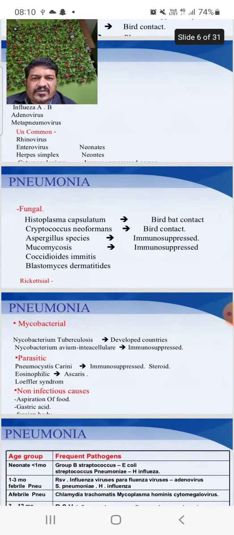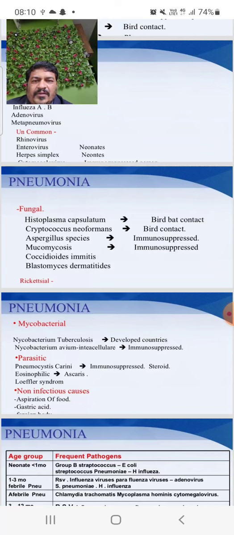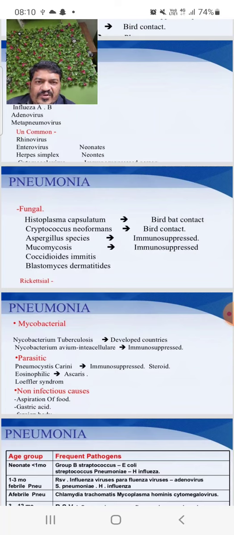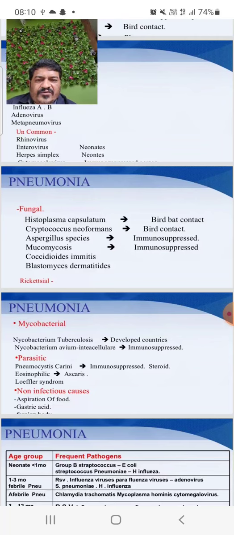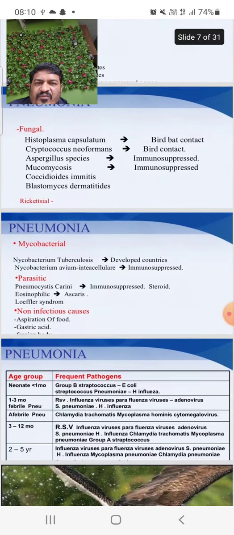And mycobacterial causes like Mycobacterium tuberculosis, mainly in the developed countries. Mycobacterium avium intracellulare, mainly in the immunocompromised patients. Parasitic like Pneumocystis carinii, mainly in the immunosuppressed, and mainly the steroid-induced immunodepression patients. Eosinophilic like Ascaris and Loeffler syndrome. Some non-specific causes like aspiration of food and the gastric acid and the aspiration of the foreign body.